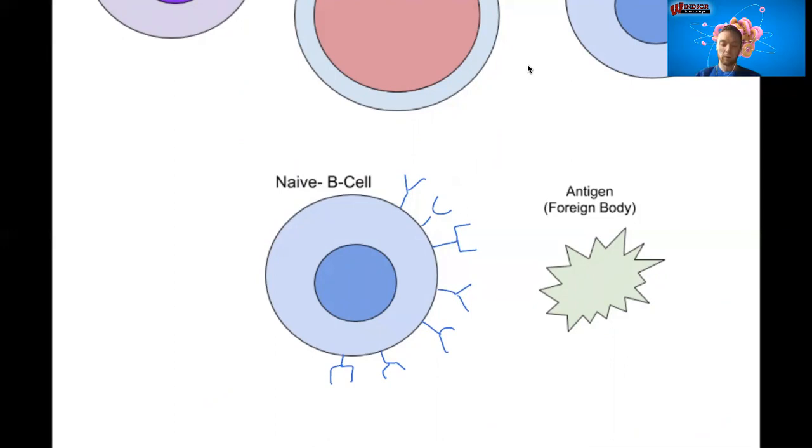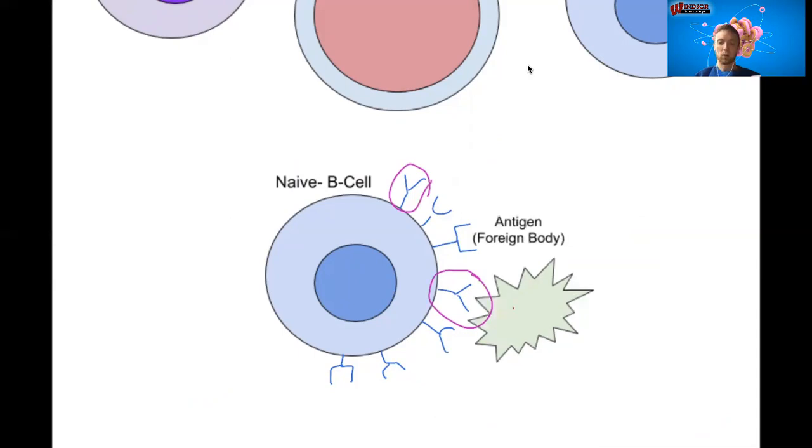So when this foreign body comes into yours, your naive B cell would come over and try to attach to it, and you'll notice that there's a couple of antibodies here, like this one or this one, that have a triangular shape that would match. So the foreign body would come over, and its triangular shape would match up with that antibody. It would create a match.